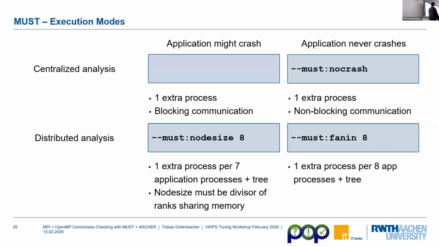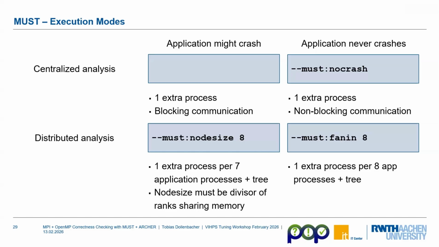But there are the 2 other cases where, for example, the application never crashes, but we do not have enough processes to make use of fan-in. We can use --no-crash, which gives us a little bit faster analysis. And then also when the application might crash, but you still want to have the distributed analysis, there's another flag which is called node size. Can you explain node size real quick, Joachim? I'm not too deep into that.